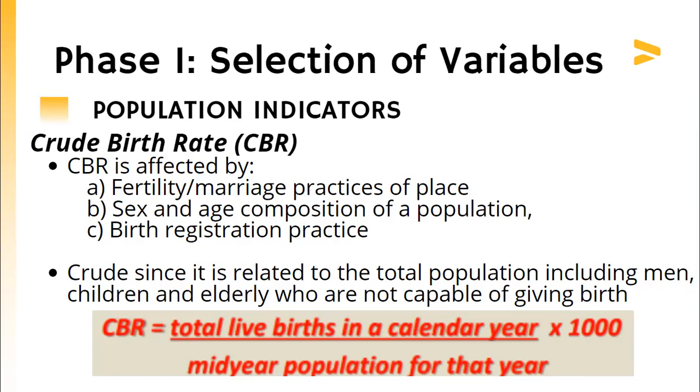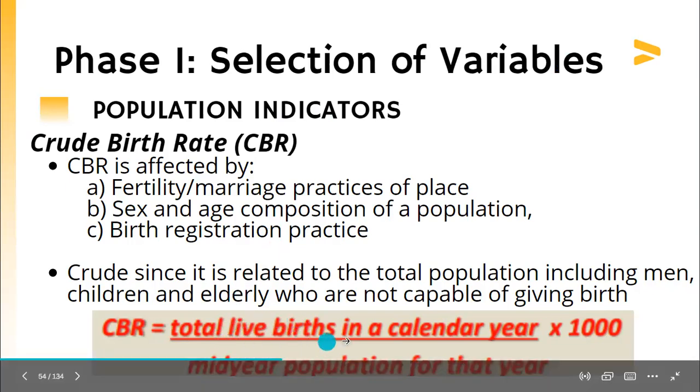So live birth, all right. So how do we compute it? We count the total number of live births, from the people who are capable of giving birth at that particular time. We compare it with the total population for that year, and then we multiply it with a factor of 1,000.